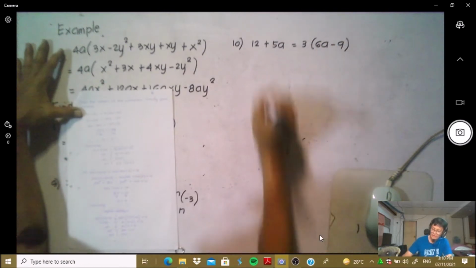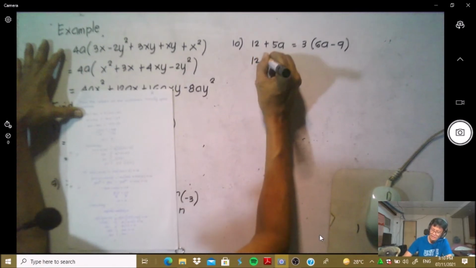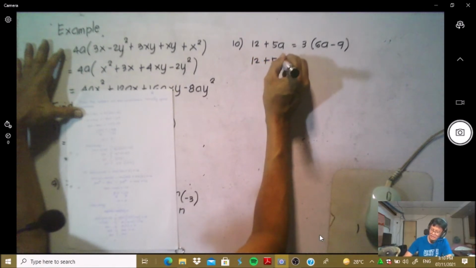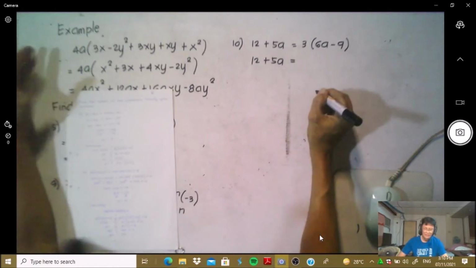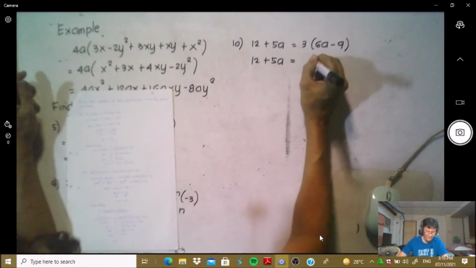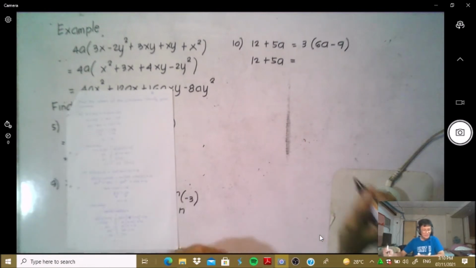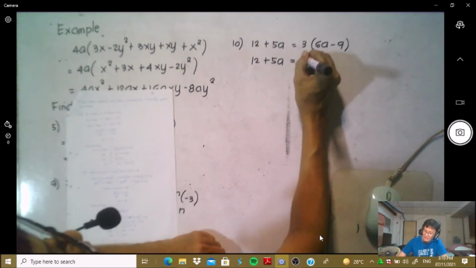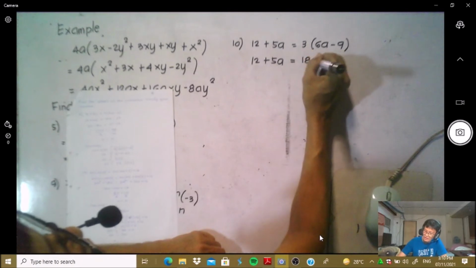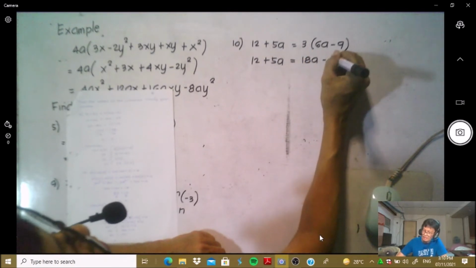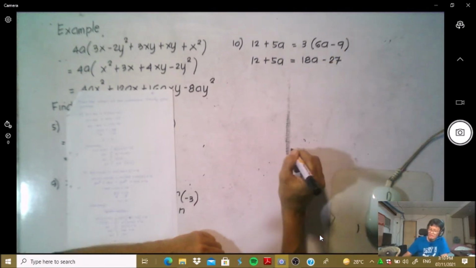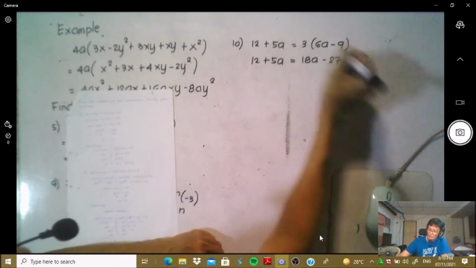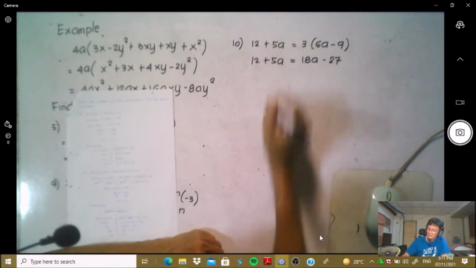Okay, so we have 12 plus 5a equals 3 times the quantity 6a minus 9, so we have to multiply 3 inside the parentheses. So we have 3 times 6 is 18a, then minus 3 times 9 is 27. Okay, so we have to transpose 12 to the other side and 18a to the other side.